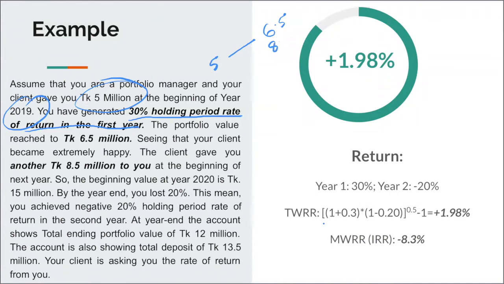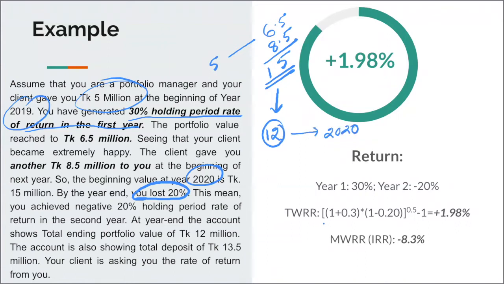So your client gave you another 8.5 million taka at the beginning of year 2020. So at the beginning of year 2020, your total portfolio value is 15. In that year, unfortunately, you lost 20%. So your 15 million portfolio went to 12 million at the end of 2020. So now your client wants to withdraw the money.